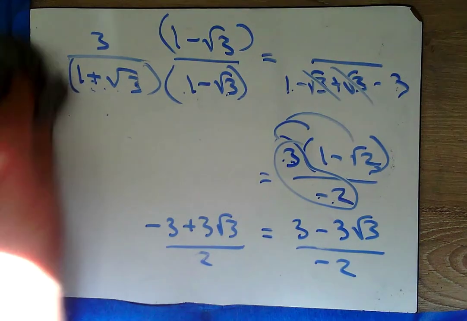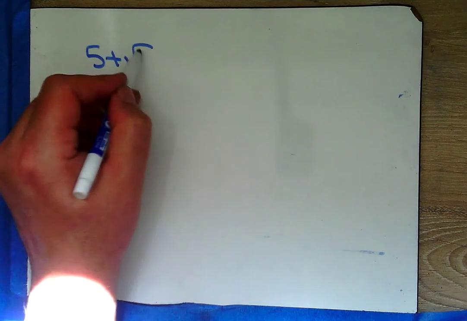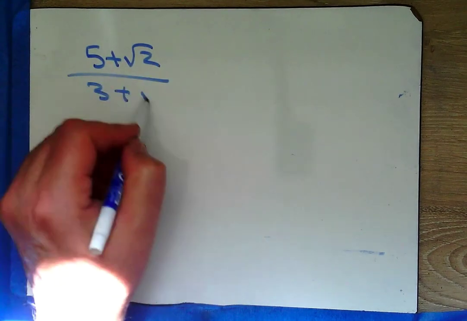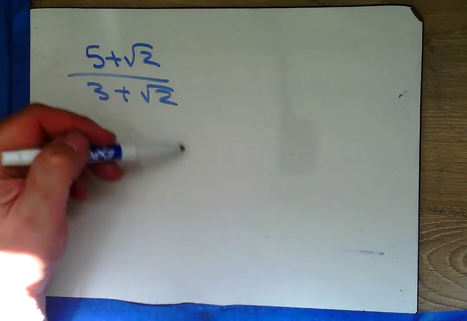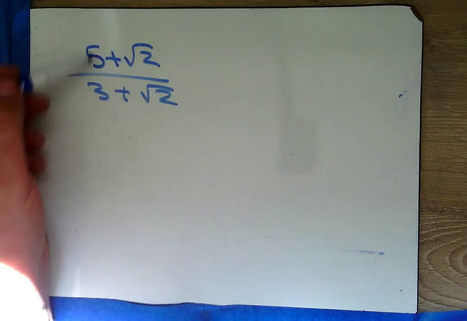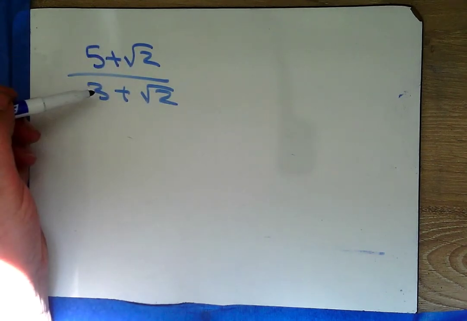Okay, so rationalizing the denominator using conjugate. Here's yours. Will you please do 5 plus root 2 over 3 plus root 2? And oh my God, you cannot cancel these out. They're attached with plus to these things. Stop it. Don't do that.